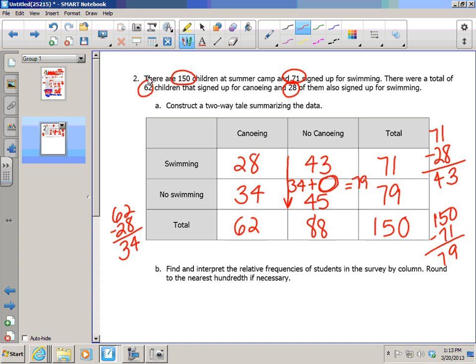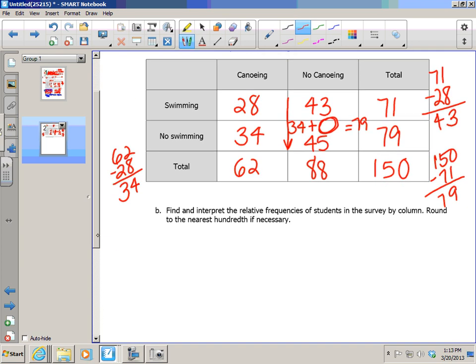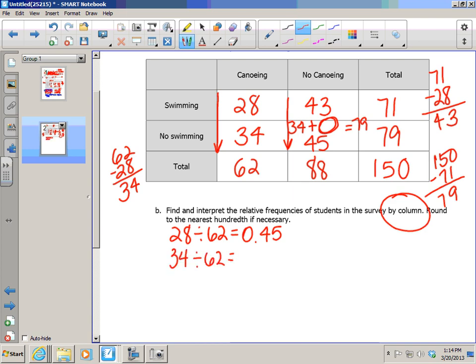So we need to find and interpret the relative frequencies of this by column this time. So we're actually working our way down. We're doing 28 divided by 62 to get 0.45. We're doing 34 divided by 62 to get 0.55. And 62 divided by 62 will give us our 1 whole, and adding those two numbers will also do that.